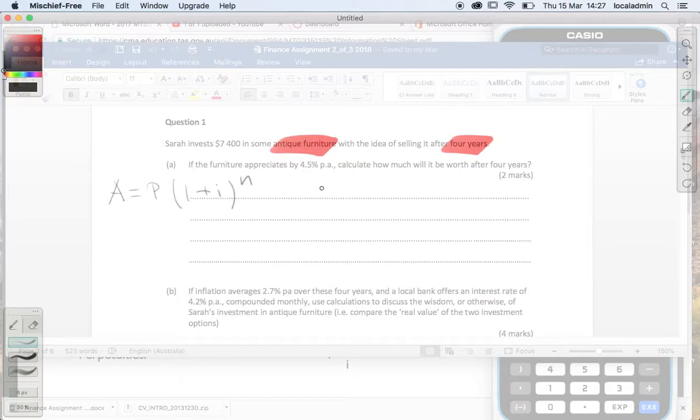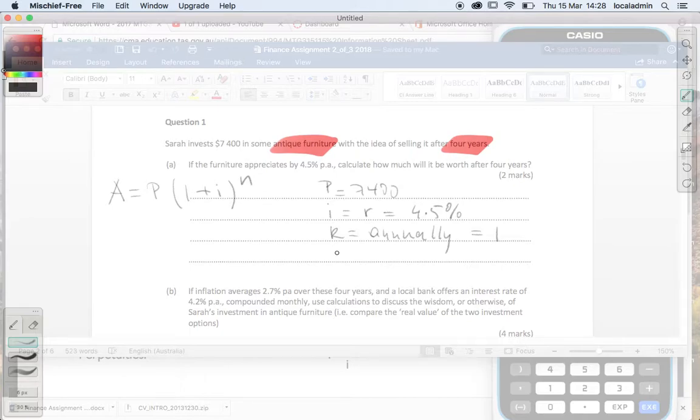So let's just do that, and it's important that we do A and B together. Right now the principal is $7,400. Sarah paid $7,400 to get the furniture. The interest rate for this particular example, let's just go with K. K is annually, and hence K becomes 1, and i in our case is the same as our rate, and our rate is 4.5% per annum. Okay, that's important, it's per annum.